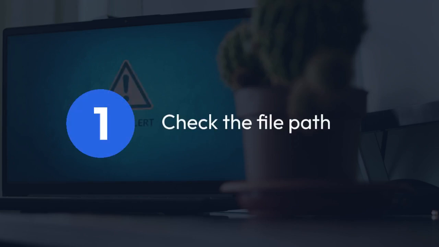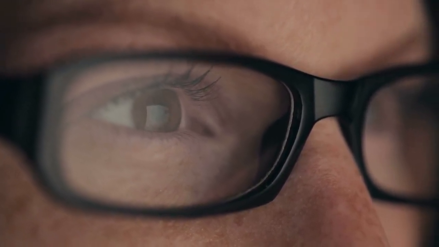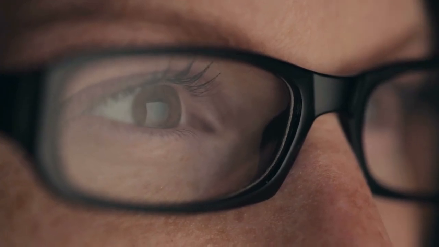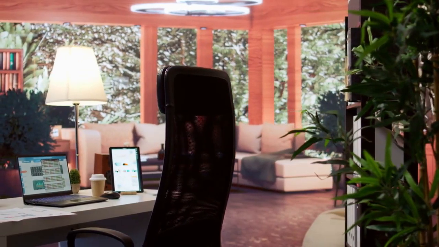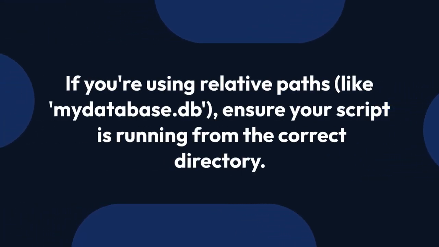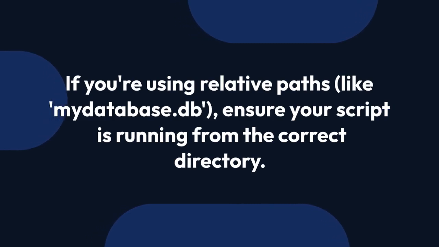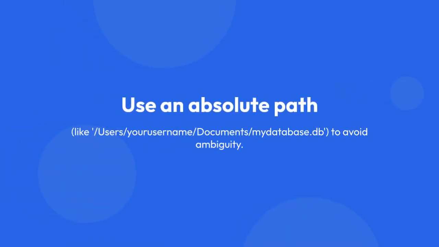The most common culprit is a wrong or incomplete file path. Double-check that the path you're providing to your sqlite3.connect function is absolutely correct. Make sure the file actually exists in that location. If you're using relative paths, like "mydatabase.db", ensure your script is running from the correct directory. Otherwise, use an absolute path, like "/users/your_username/documents/mydatabase.db", to avoid ambiguity.